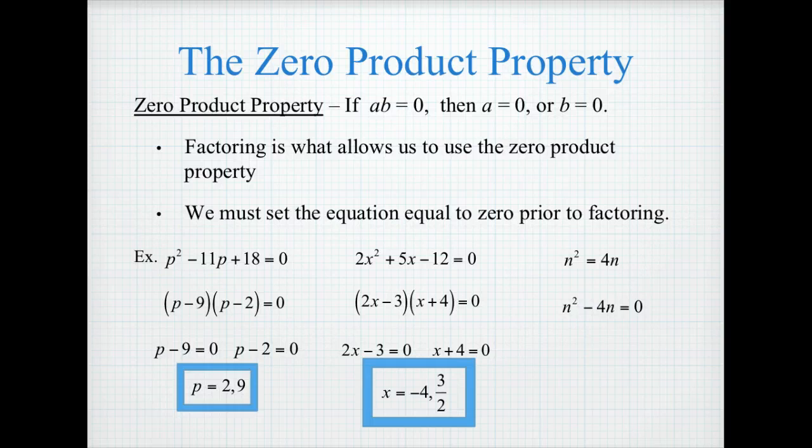Factoring out n gives us n times the quantity of n minus 4 equals 0. The zero product property tells us that either n equals 0 or n minus 4 equals 0. The first equation is already solved and gives us an answer of n equal to 0. Solving the second equation completes our solution set and gives us 4.